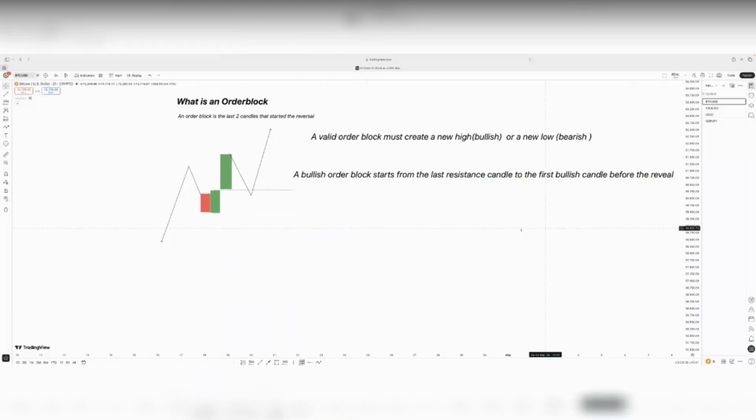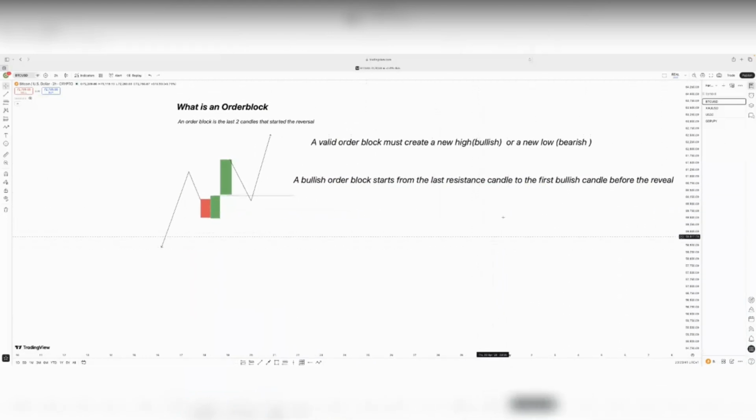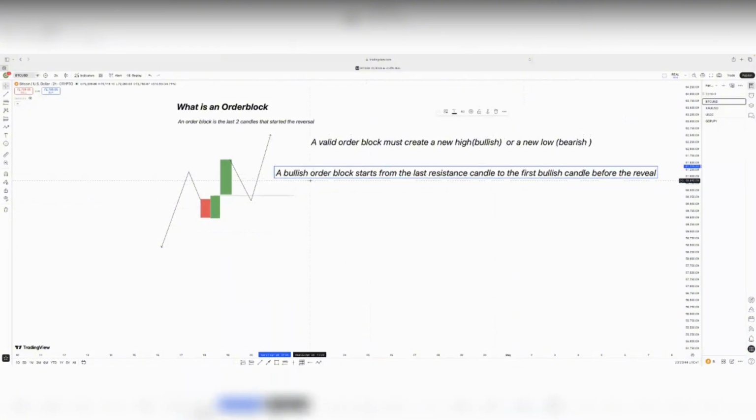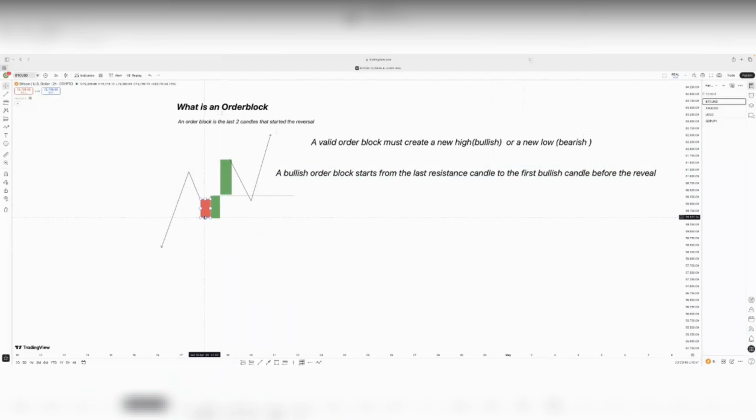I hope you understand. A bullish order block starts from the last resistance candle, which is this candle, to the first bullish candle, which is this candle, before the reversal. This move now is the reversal. I hope you are getting it. We are still on support and resistance.